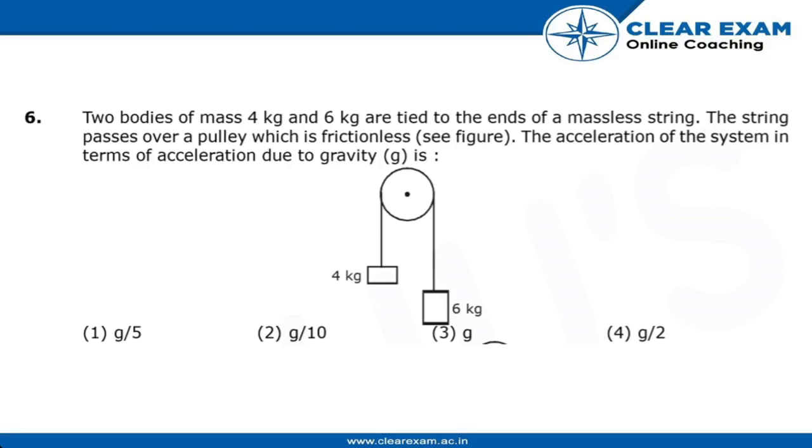Two bodies of mass 4 kg and 6 kg are tied to the ends of a massless string. The string passes over a pulley which is frictionless. We have to find the acceleration of the system in terms of acceleration due to gravity, or g.